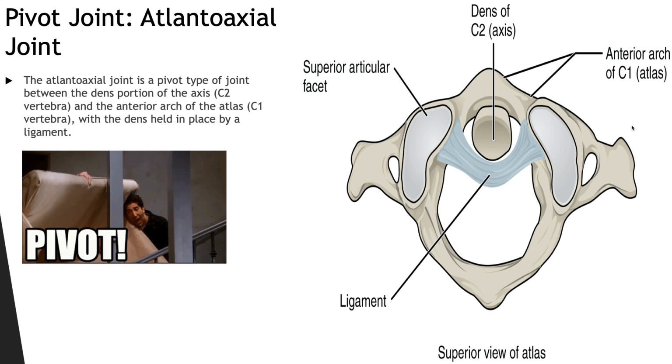One special class is the atlantoaxial joint, and the atlantoaxial joint is a pivot type of joint between the dens portion of the axis and the anterior arch of the atlas. These help to pivot.